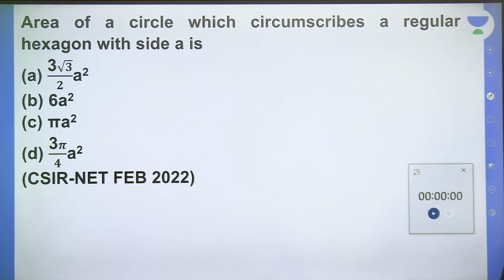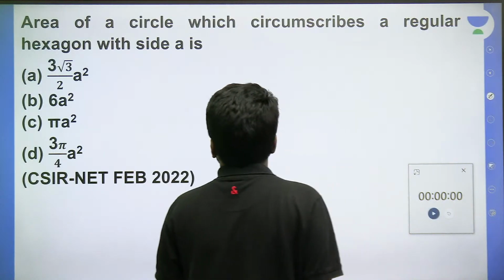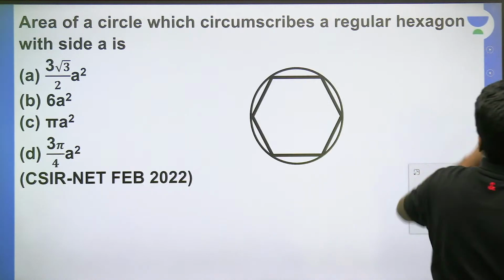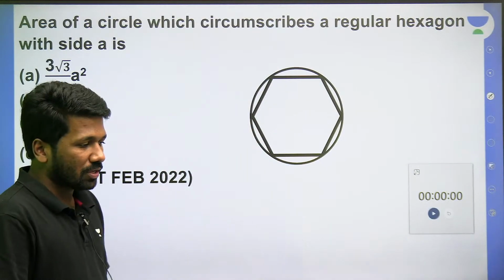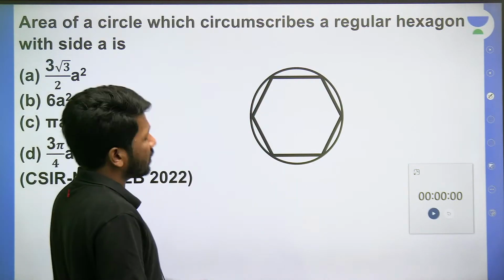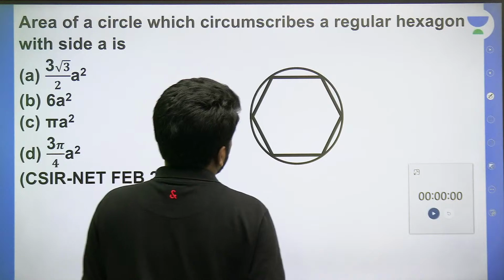Okay, how to do this question? Area of a circle which circumscribes a regular hexagon with side A. What is the meaning of circumscribing? You should understand. Circumscribing and inscribing: circumscribing means through the outside, inscribing means through the inside. Area of a circle which circumscribes a regular hexagon.